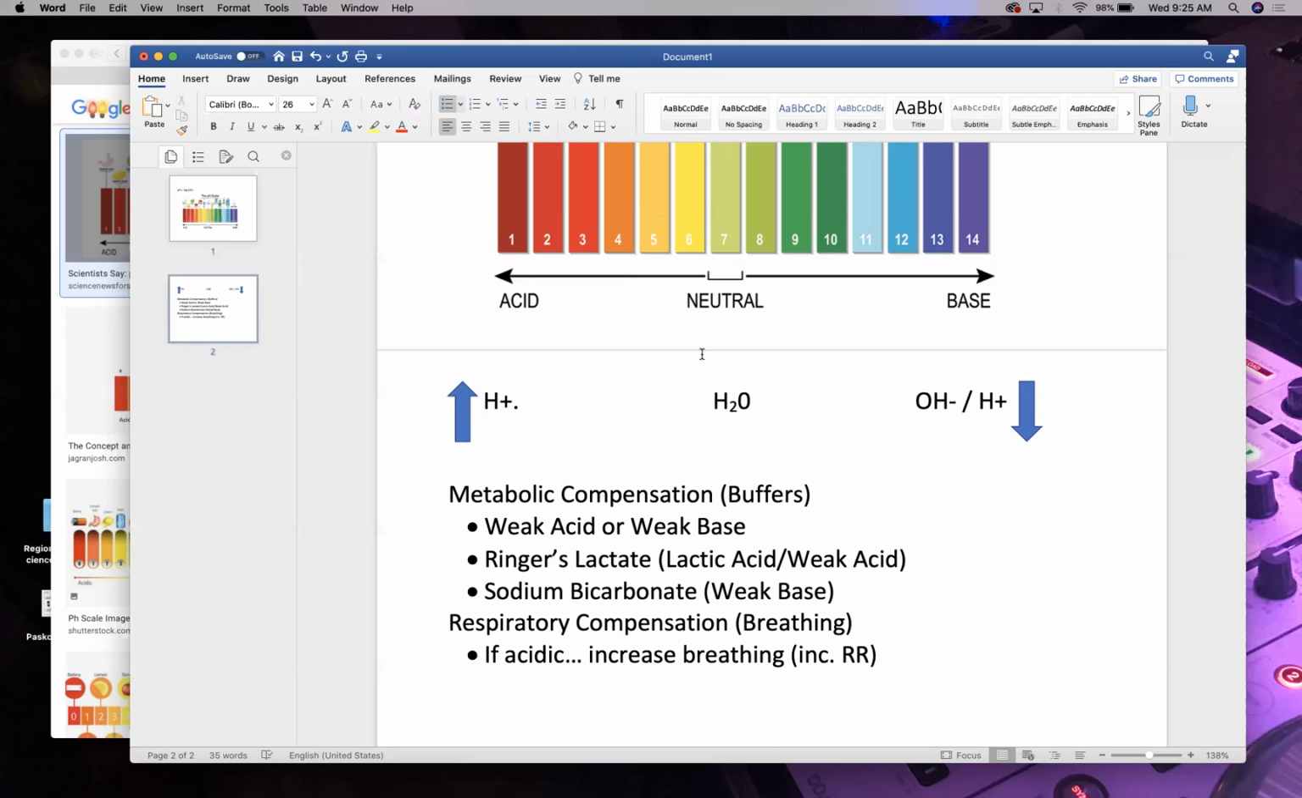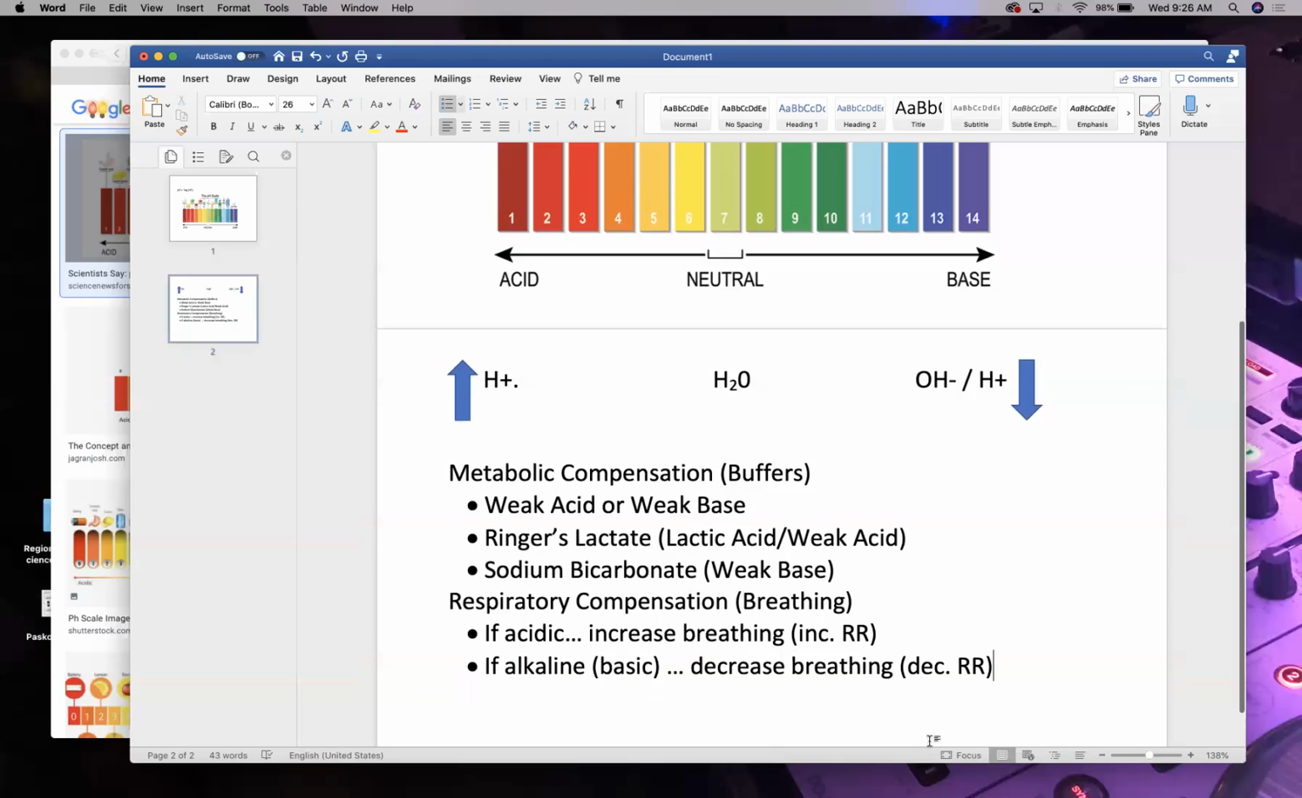This is also the reason why many times we put a patient on mechanical ventilation, or mech vent, because I can control their breathing. And if they're a little bit acidic, can I increase the respiratory rate on the machine? And it will bring me back to neutral. And of course, if alkaline or basic, another word for basic, then my body's going to decrease breathing, or decrease my respiratory rate, in order to retain carbonic acid, which combines with carbon dioxide.